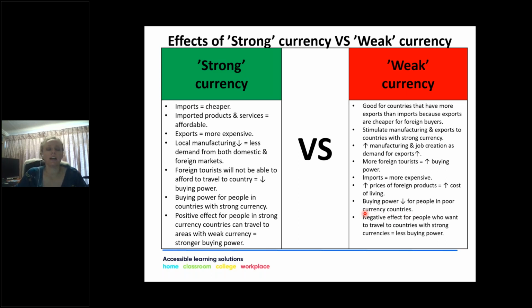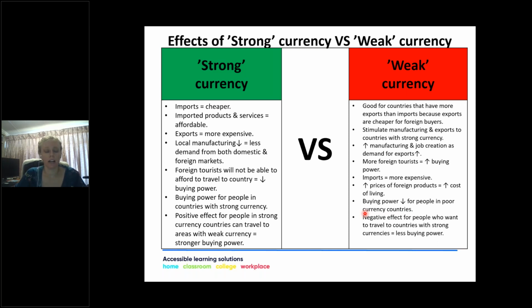Hulle plaaslike vervaardiging neem 'n bietjie af omdat daar minder vraag is vir plaaslike en buitelandse markte. Die internasionale toeriste sal nie altyd dit kan bekostig om na daardie lande toe te gaan nie. As ons byvoorbeeld kyk na die voorbeeld van 'n Suid-Afrikaanse toerist wat na Engeland toe reis, met ander woorde, ons geldeenheid is 'n bietjie swakker as hulle geldeenheid, wat beteken dat ons koopkrag minder is as wat hulle byvoorbeeld in Suid-Afrika sou kon spandeer, want ons moet meer rande gee om 'n pond te kry as andersom.